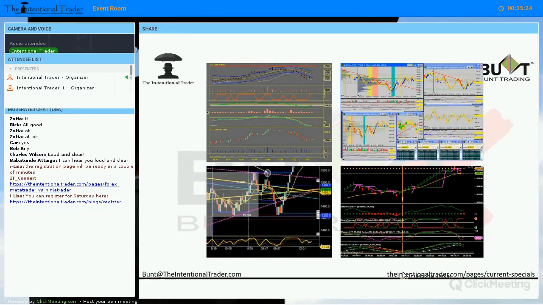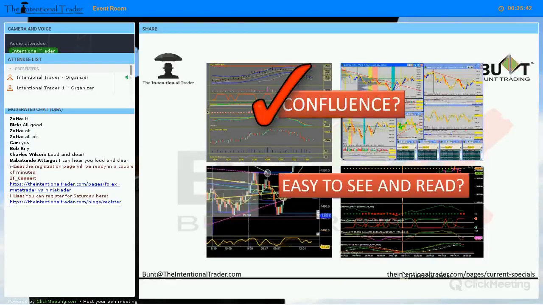Now, here's what is very typical for most indicators. You're going to look at charts like this, and mine look like this. Each one of these charts has a trade setup on it. Can you find the trade setups? Let's just pretend that you can, and say yes, we have a confluence of events. But how hard is that to figure out, particularly when you're stressed out? Very difficult to see and read what's going on.